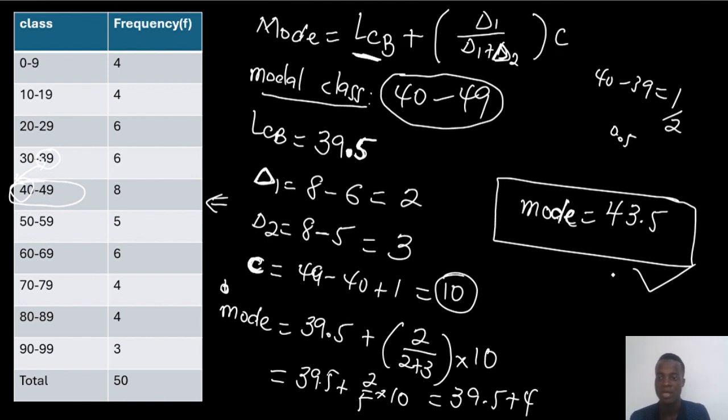So this is the mode for this data type: 43.5. I hope to see you in the next session where we now talk about the median. We will find the median for data type 3. See you in the next video.